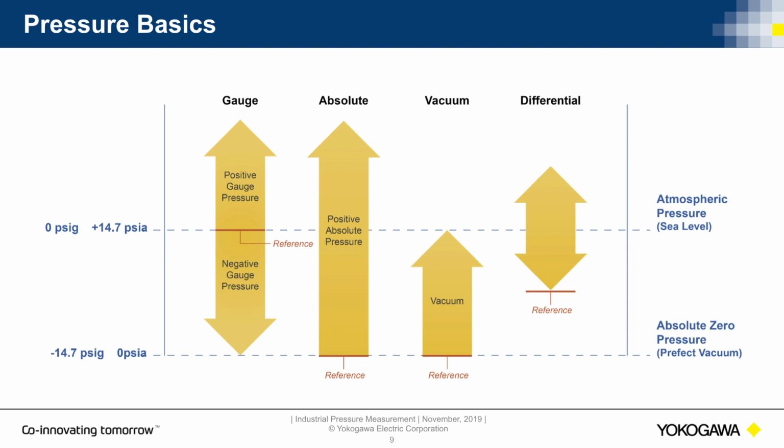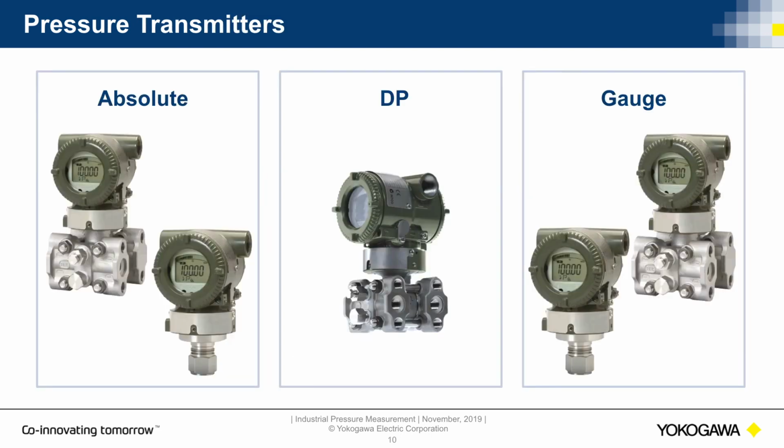And then finally, differential measurements take 2 different pressures. The DP transmitter uses a reference port called the low side and compares it to a high side pressure to give you a reading. As you can see, Yokogawa has 3 different offerings here on the pressure transmitter side. We do an absolute, a DP, as well as a gauge pressure. What you're seeing here is we've got the inline mount as well as more of a traditional mount.